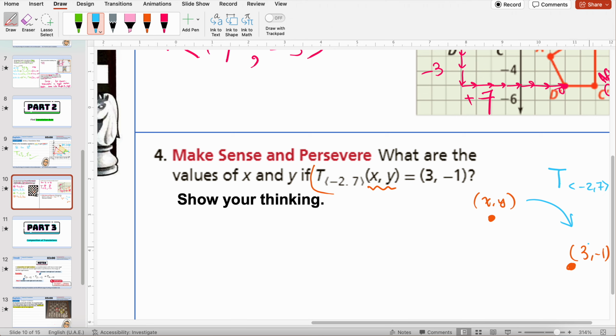How can I find the original image? Basically you're going to subtract, because usually I add to find the new one, the image. To find the image, the result, we add. But if I have the result and I want to find the pre-image, the original one, I subtract back. Let's do it. To find X, what should I do? Subtract the X with the X.